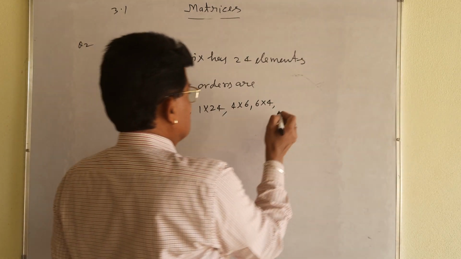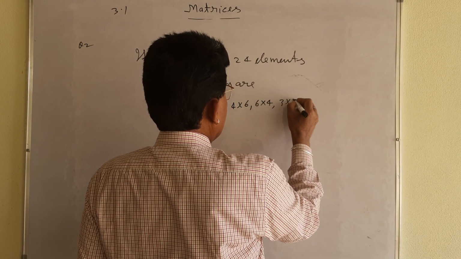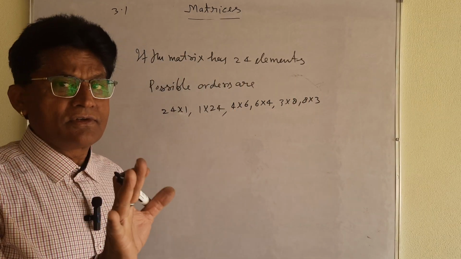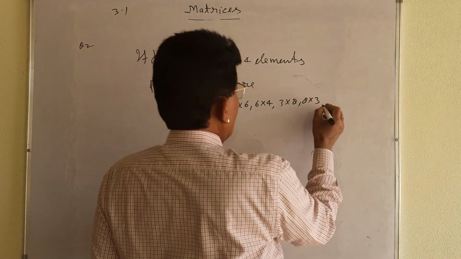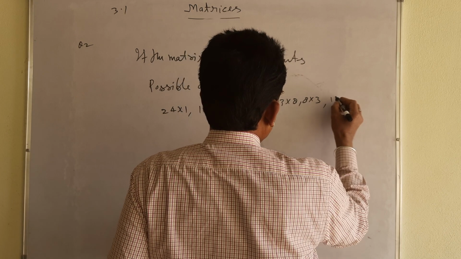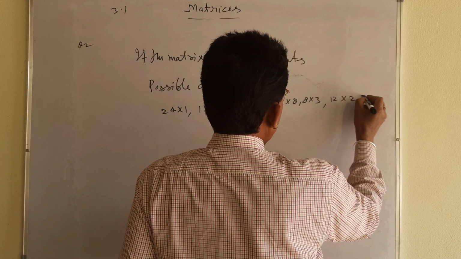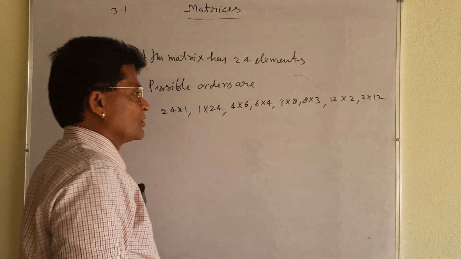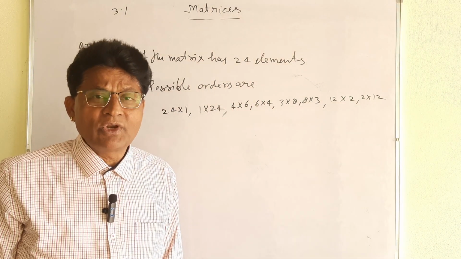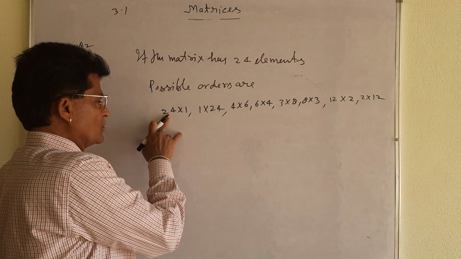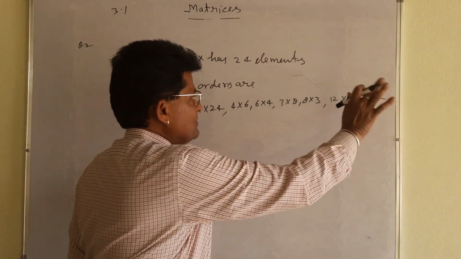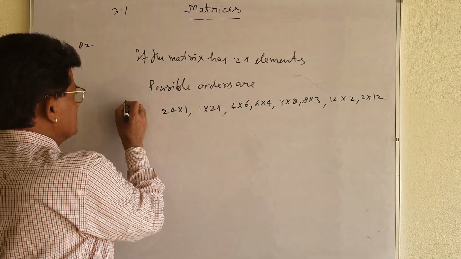Next, 3 rows, 8 columns, 8 rows, 3 columns. 8 3s are 24. You can also write 12 rows, 2 columns, or 2 rows, 12 columns. That is also possible. These are the possible orders. Once again, 24 rows, 1 column. But the elements should be how much? 24. This is the first case.